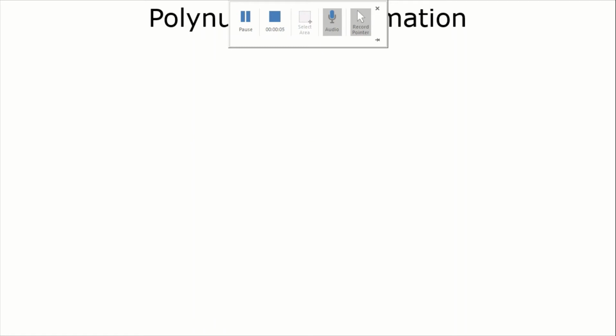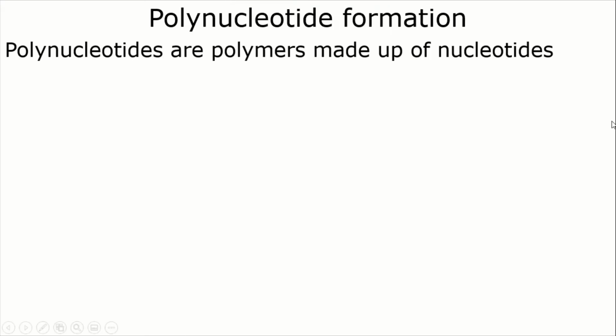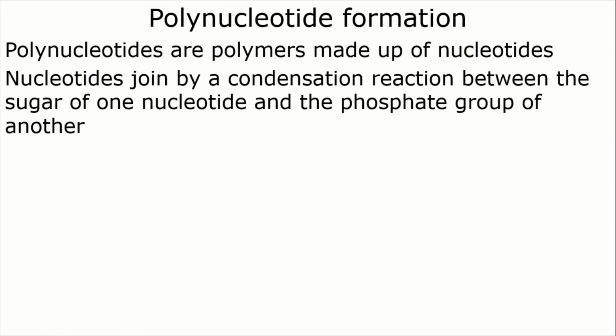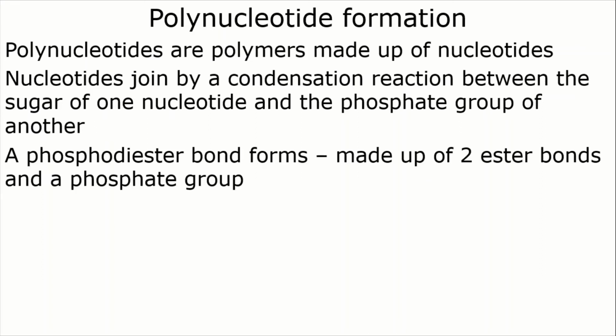So as we said, DNA and RNA are made up of these small nucleotide molecules. And when we make a full strand of DNA or RNA, it forms what's known as a polynucleotide. A polynucleotide is a polymer made up of nucleotides. These nucleotides join by a condensation reaction, which is something we should be very familiar with now from topic 1. And this condensation reaction occurs between the sugar on one nucleotide and the phosphate group on another. I'll be able to show this much easier on the diagram on the next slide.